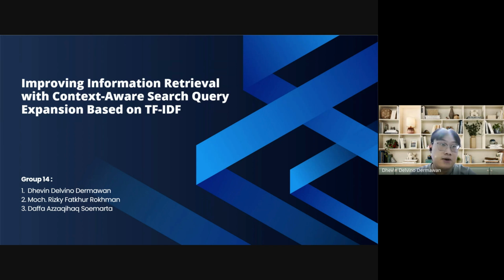Yeah, we are from group 14, which consists of me, Devin, Moch, Rizky, and also Daffa. Our journal title is Improving Information Retrieval with Context-Aware Search Query Expansion based on TF-IDF.